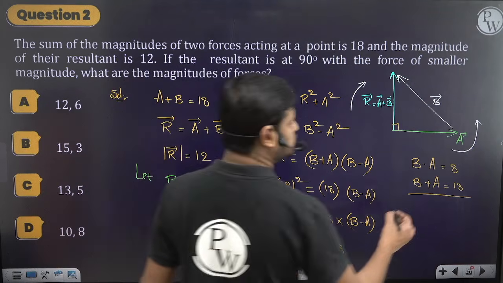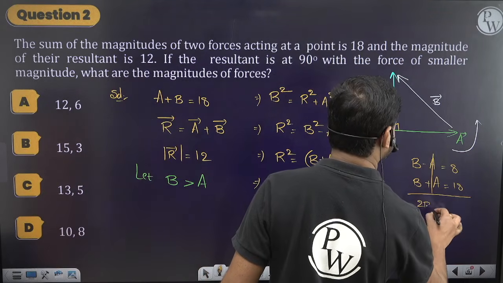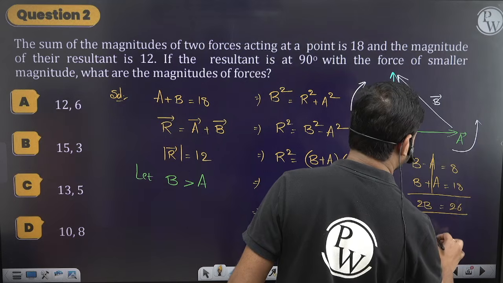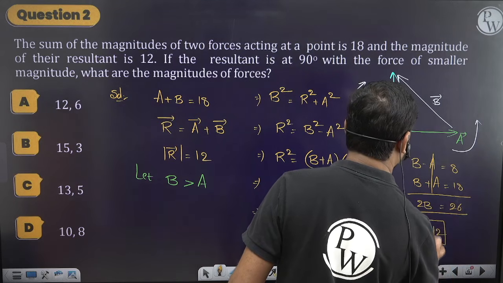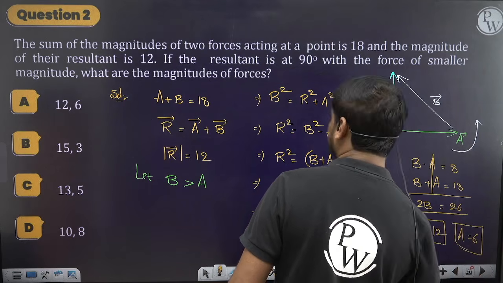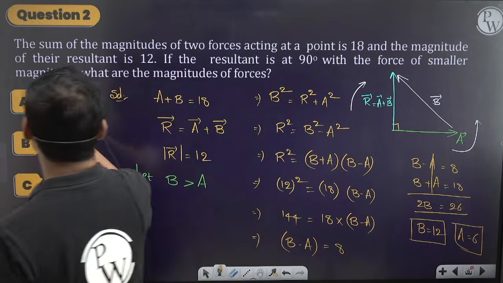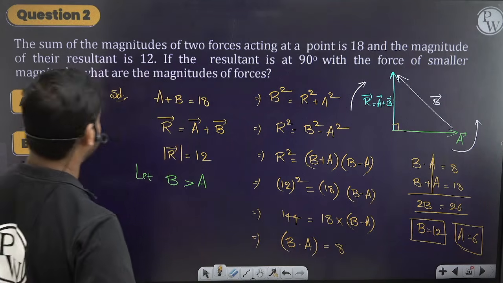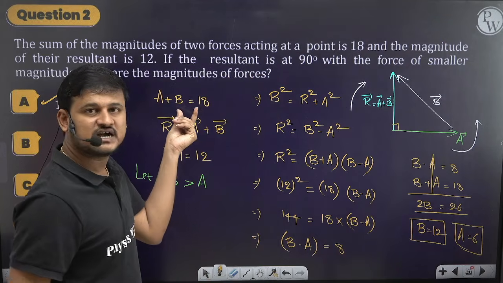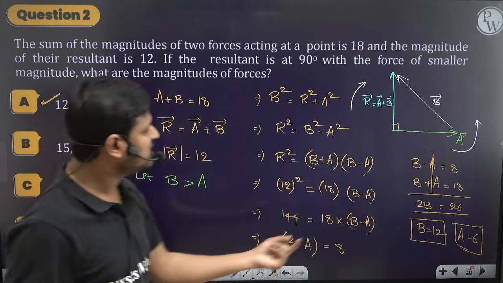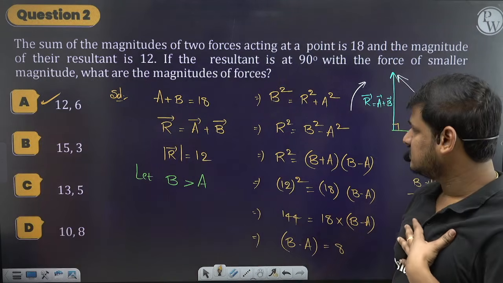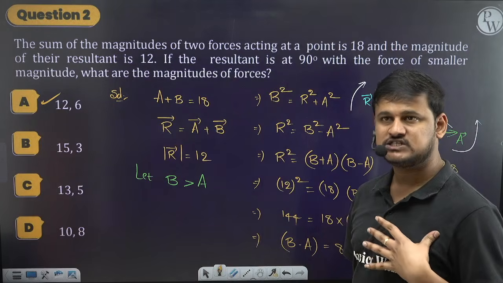So then these two get cancelled. 2B is equal to 26. From here, B is equal to 26 by 2, which is 12. So if B is 12, then A will be equal to 6. So 12 comma 6. Option A is the correct option. They asked us the magnitude of forces. So the two forces we considered as A and B. Okay, so 12 comma 6. Clear? Understood everyone? Chalo.